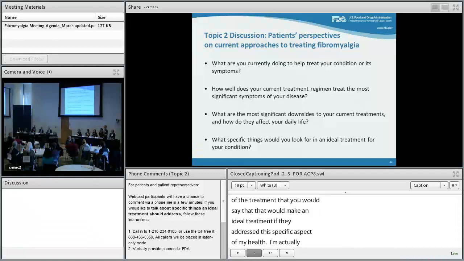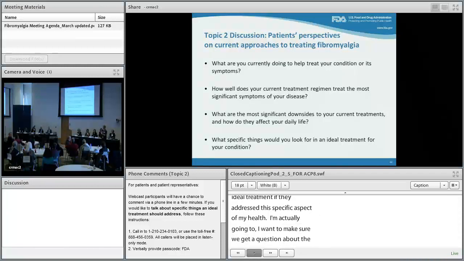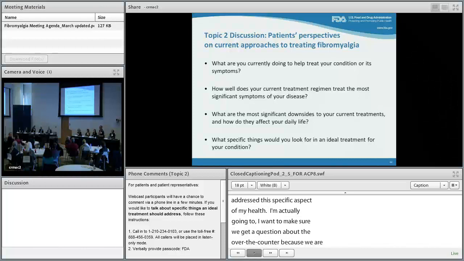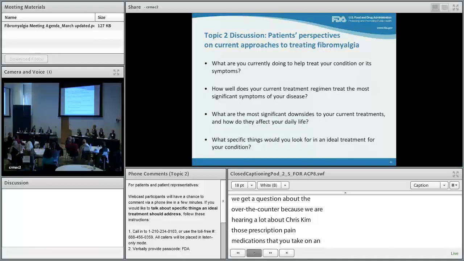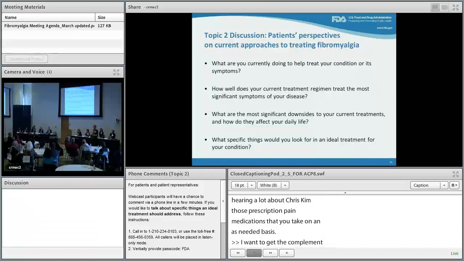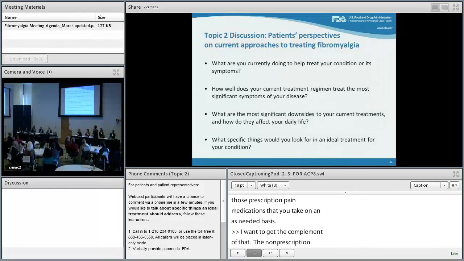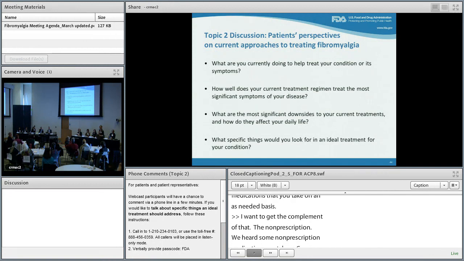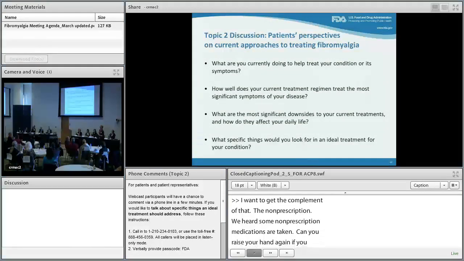I want to make sure we get a question in about the over-the-counter. I think we're hearing a lot about the prescription pain medications that you take on an as-needed basis, but I want to get the complement of that, the non-prescription. We heard some non-prescription medications are taken. Can you raise your hand again if you take a non-prescription medication on a not regular basis, but when needed?